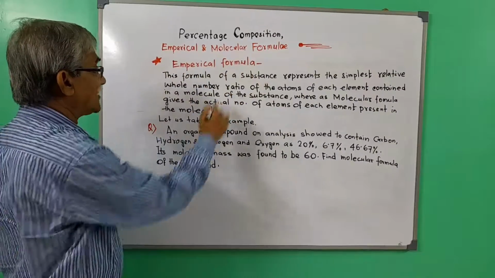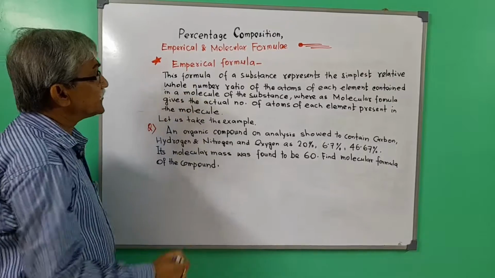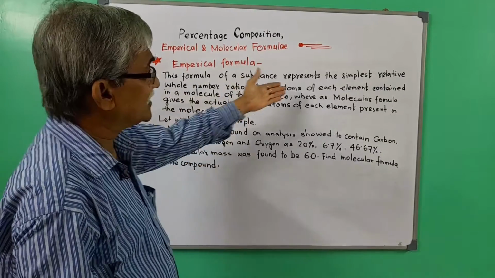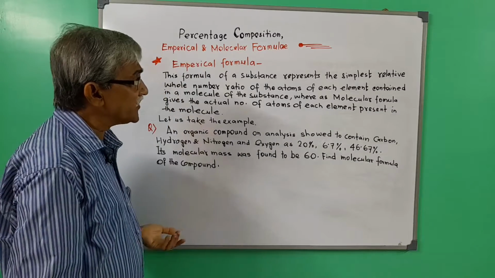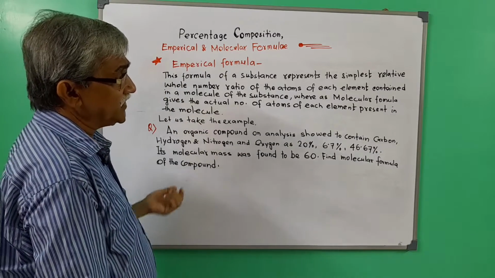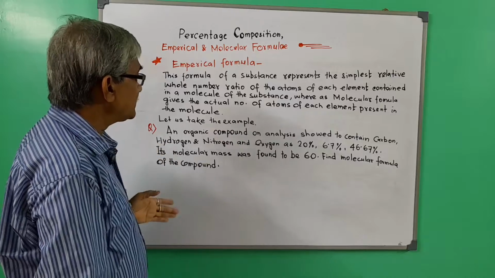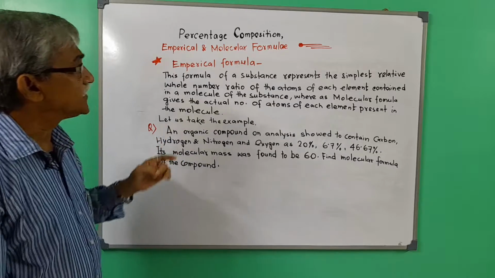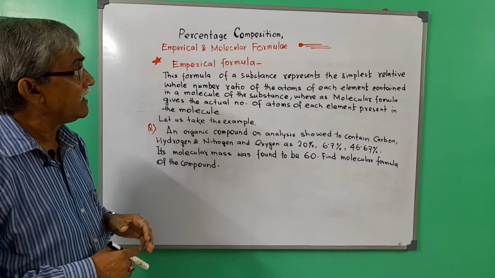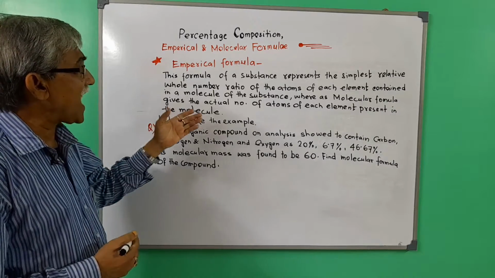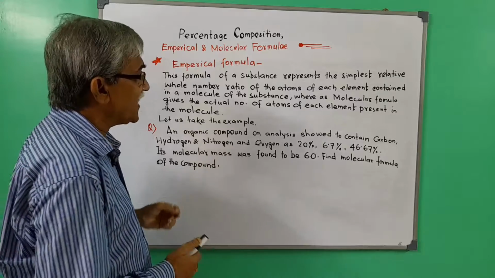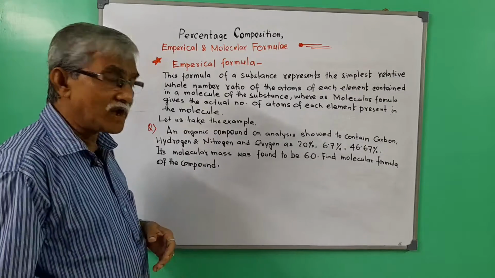Now empirical formula. This formula of a substance represents the simplest relative whole number ratio of the atoms of each element contained in a molecule of the substance, whereas molecular formula gives the actual number of atoms of each element present in the molecule.